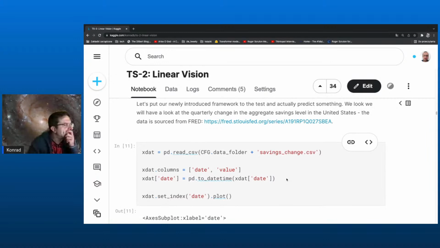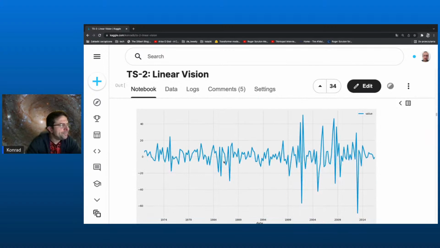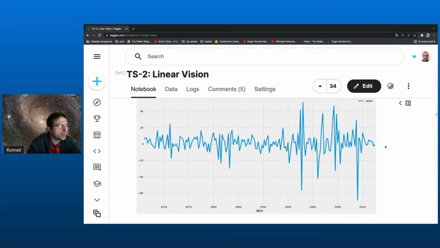This one specifically is from the United States. So we read the data. You can see, okay, something's going on. Looks like there's some repetition in the system. Volatility and changes in the level of savings from quarter to quarter, especially around the major crisis, are increasing.